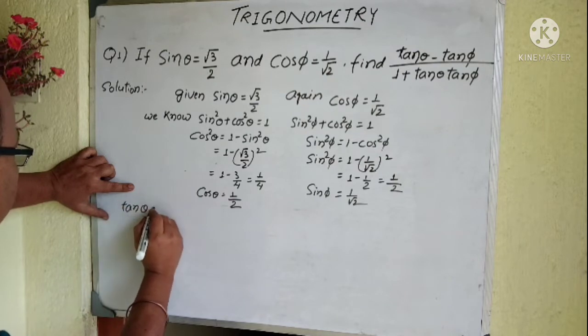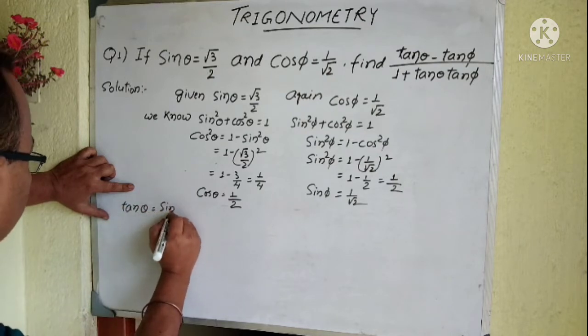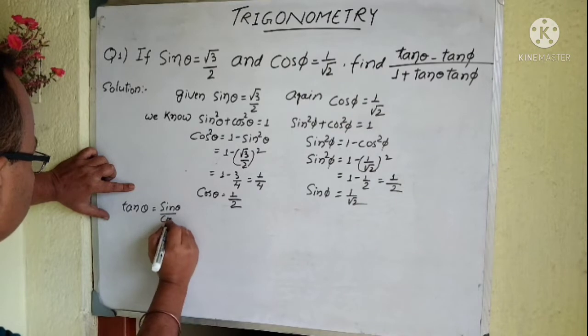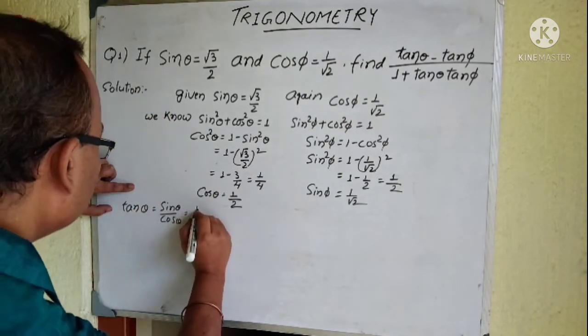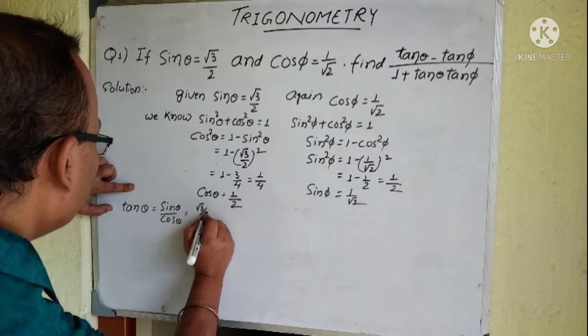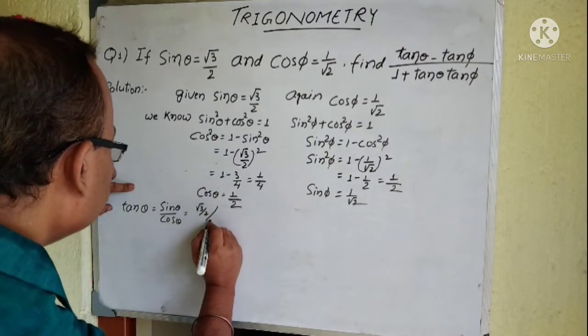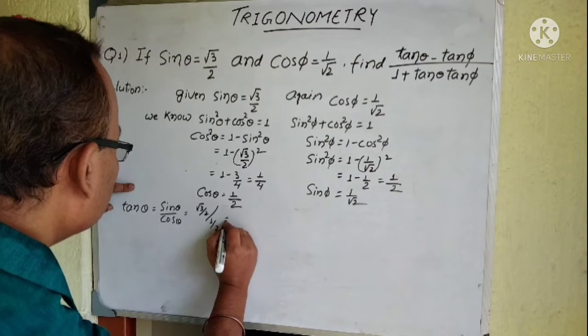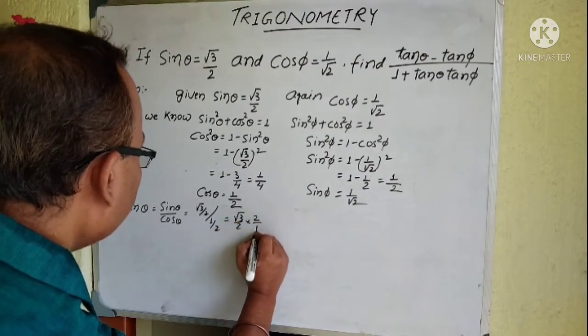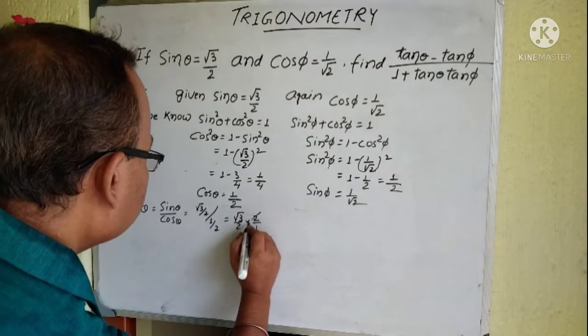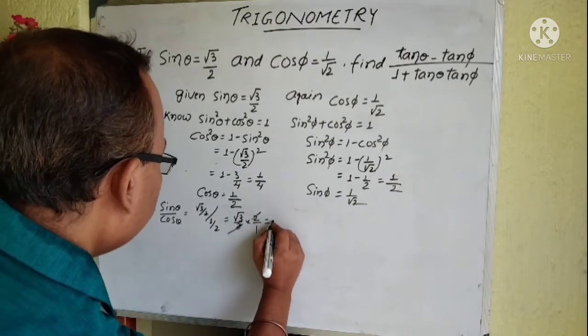Now tan theta is equal to sin theta by cos theta. So sin theta value given is root 3 by 2, by cos theta, which is 1 by 2. So it will become root 3 by 2 into 2 by 1, the 2 gets cancelled. So it will be root 3.